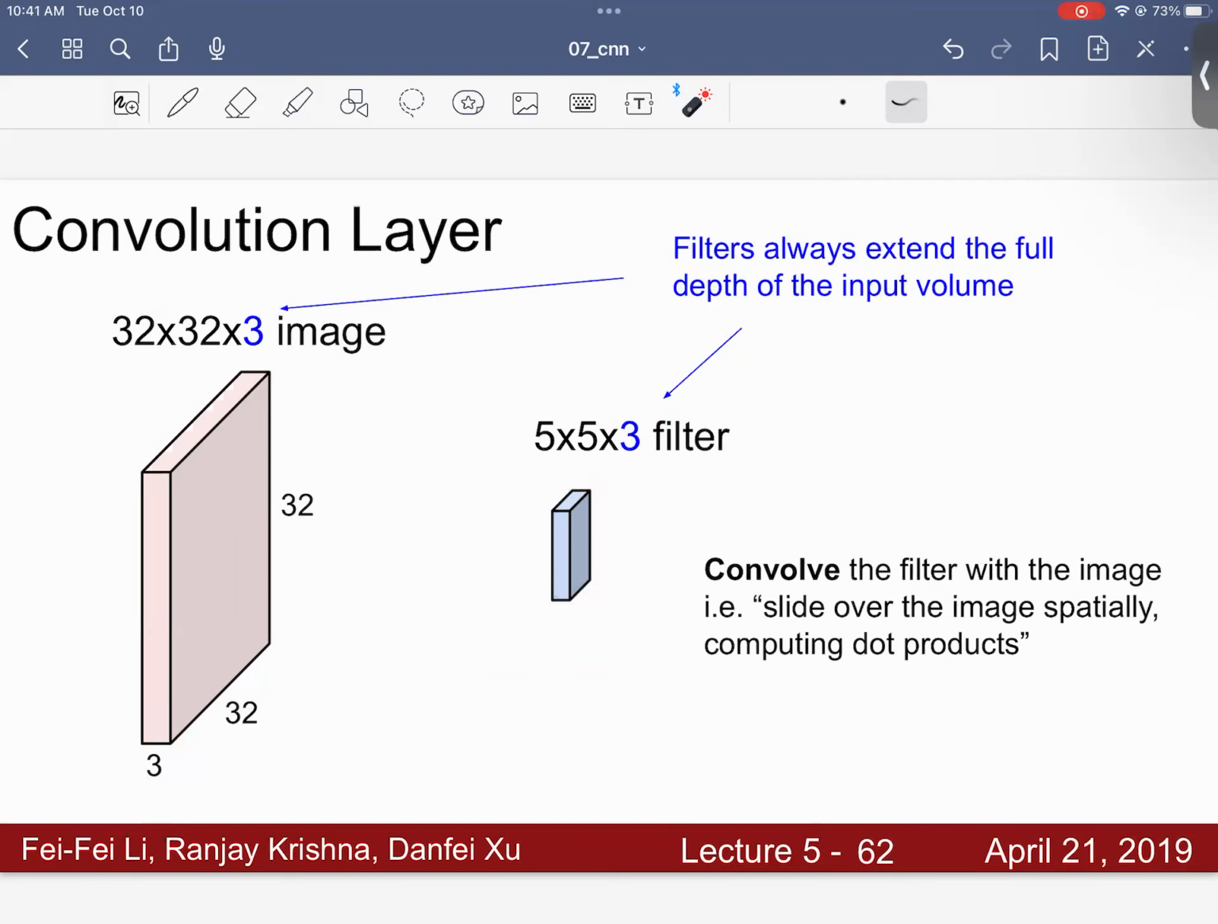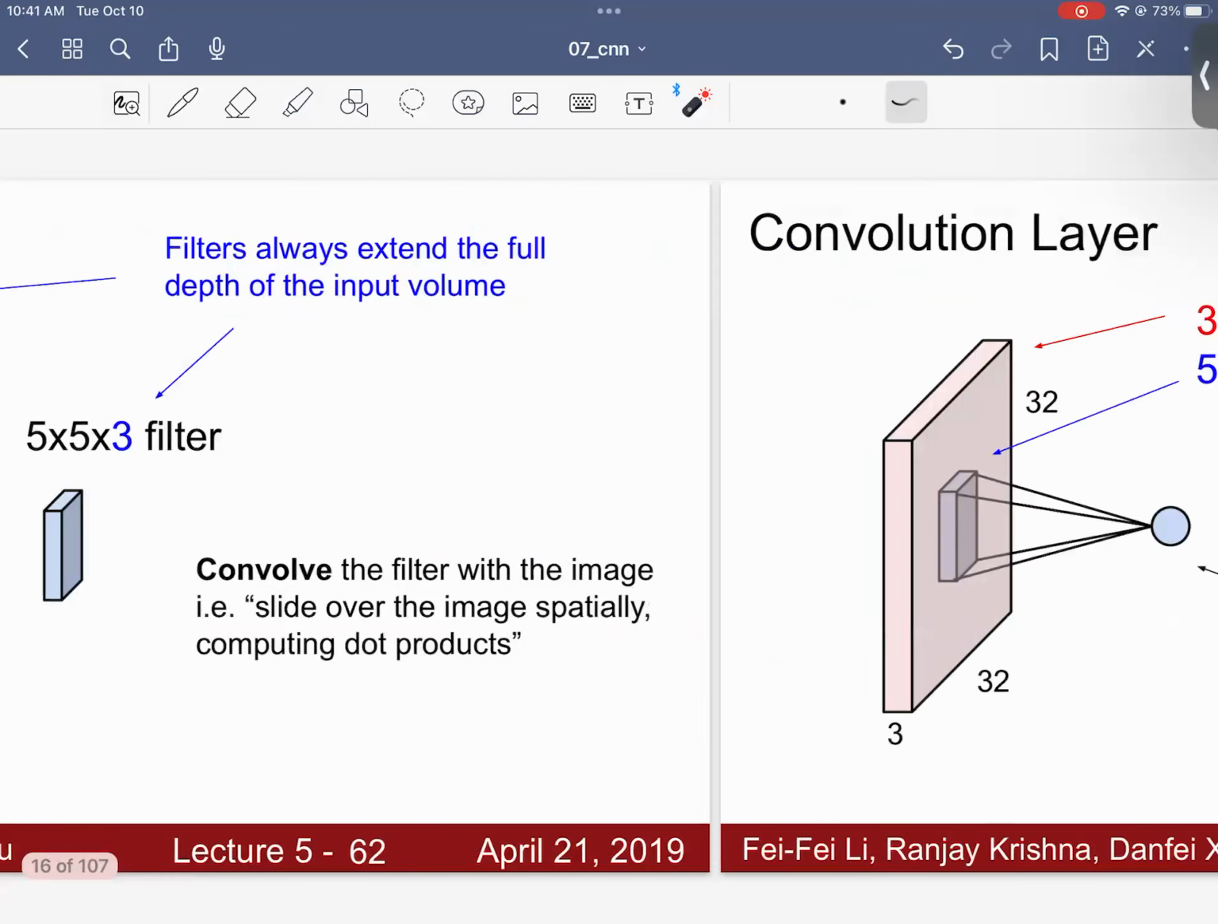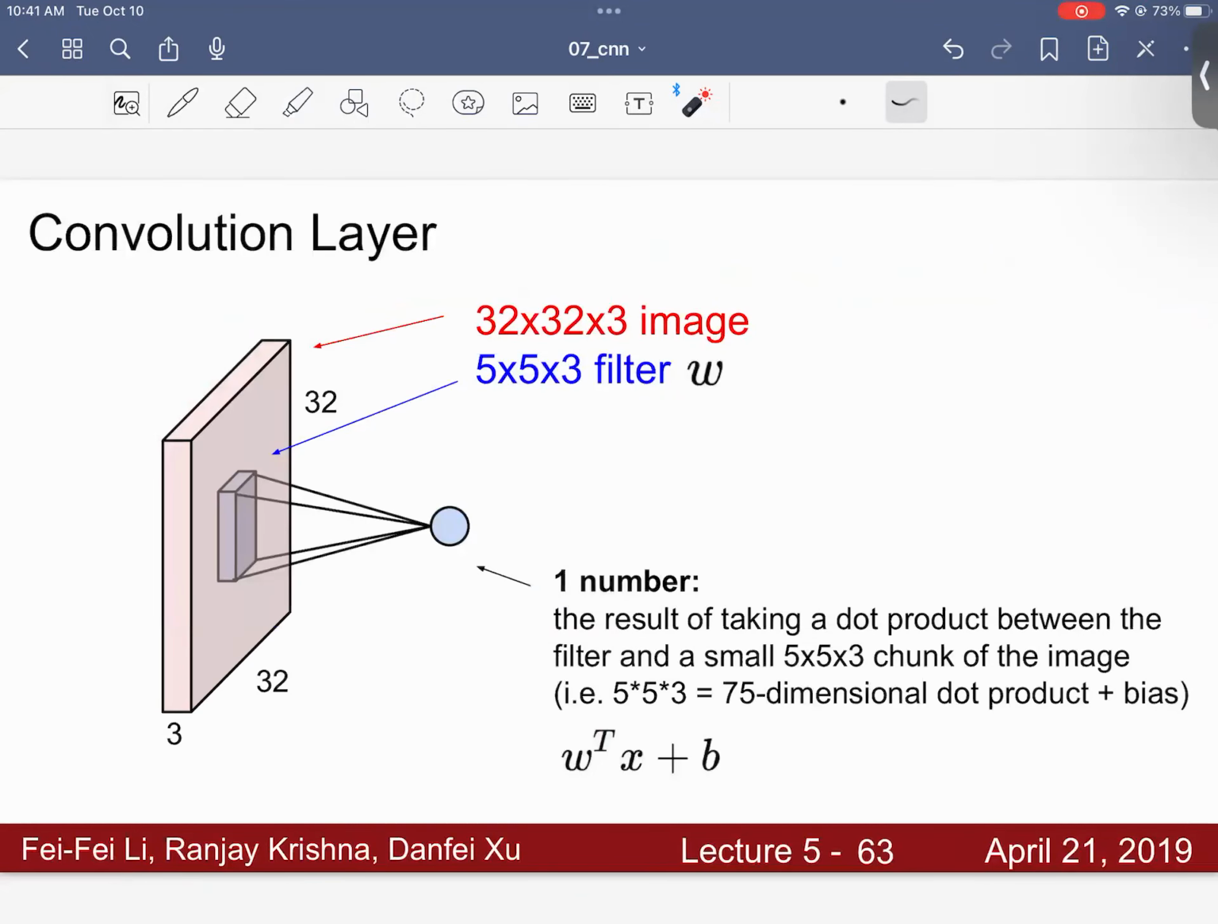So the channel size of your filter has to be the same as the channel size of your input. So if this is 3, this has to be 3, right? So what happens here?